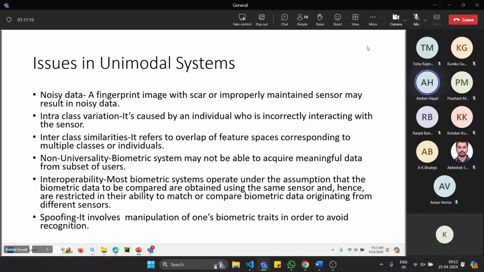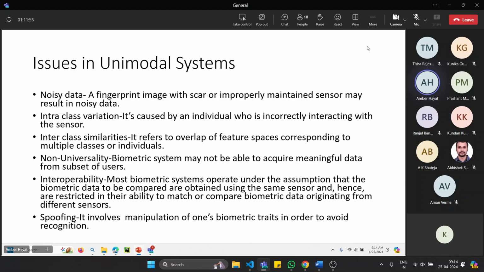So we have to set some upper bound on the number of fixed features that could be matched using a particular algorithm. Another issue is non-universality. It means that a biometric may not be able to acquire meaningful data from a subset of users. For example, a fingerprint system may extract incorrect minutia features because of poor quality of ridges or lines. So a failure to enroll rate will be there.